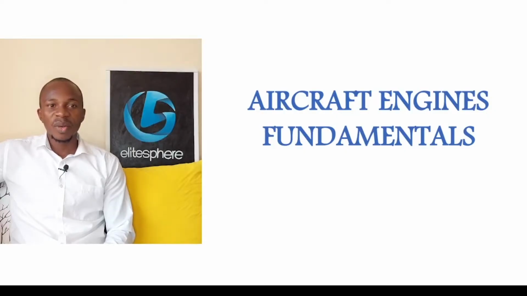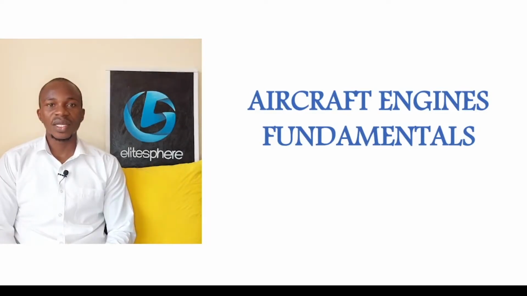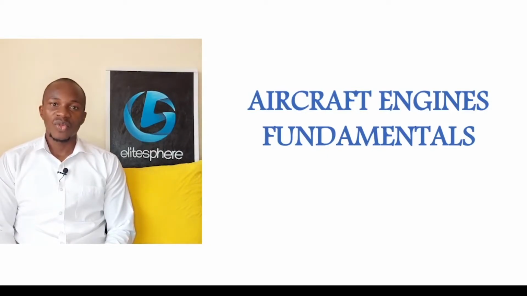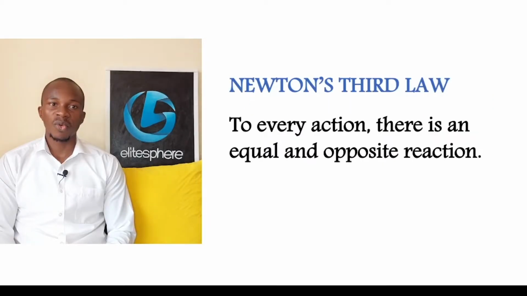An aircraft engine's main purpose is to generate the thrust that is needed to propel the aircraft. This thrust is generated in the same way in almost all types of engines. This is through the change of momentum of a mass of air. The operation of an aircraft engine is based on Newton's third law of motion. This law states that to every action there is an equal and opposite reaction. As we move forward, we're going to see how this law is applied in thrust production.